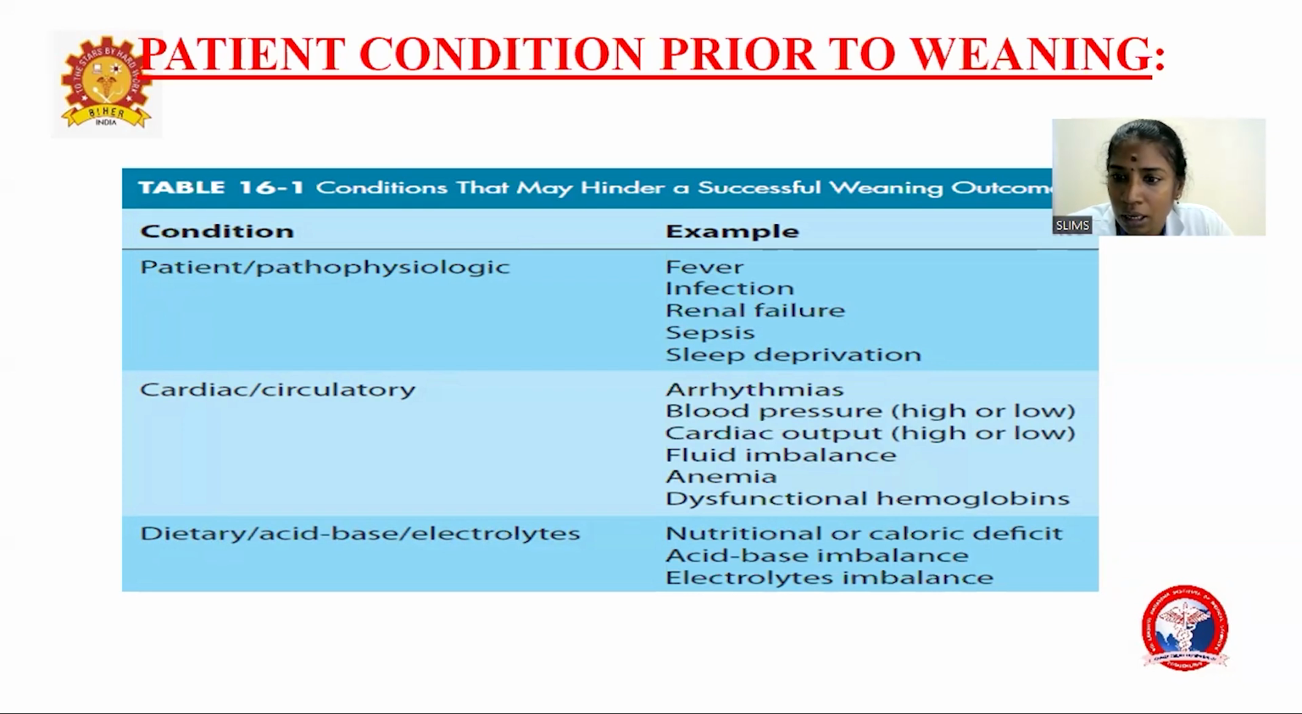And the next is the dietary status, the acid base and the electrolyte imbalance. For example, if the caloric intake is deficient or the patient has very severe malnutrition, they will have an increase in work of breathing. If they have an increase in work of breathing, we can't wean that condition. So the patient has to be cleared. Their calorie intake should be normal, and their acid base imbalance and electrolyte imbalance should be corrected. These are all the hindering factors. You have to treat these hindering factors, and only then should we go for weaning the patient.